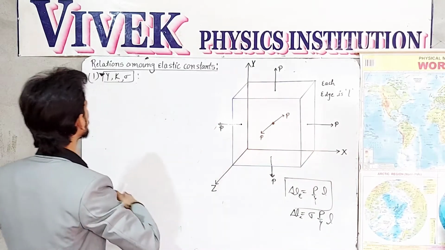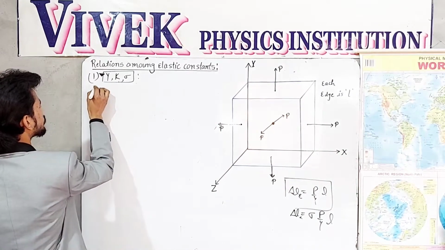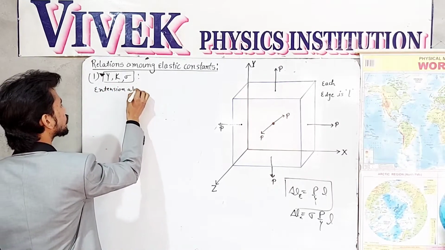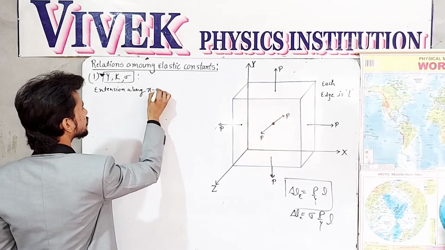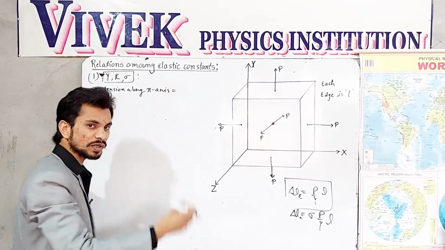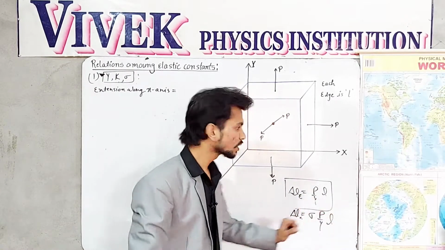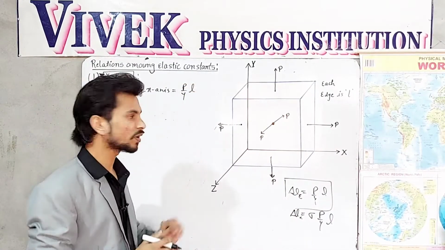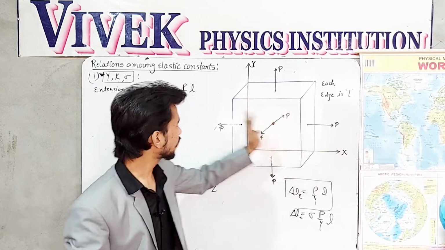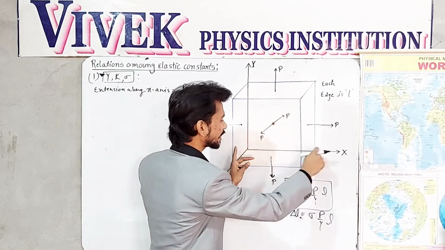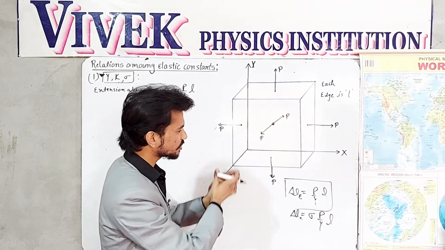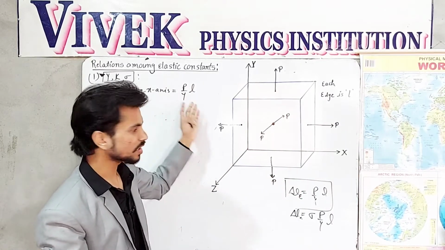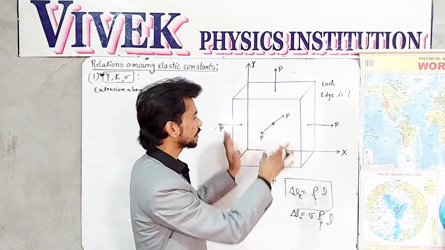In that particular condition the extension along the x-axis will be, according to this formula, P over Y times L. What is P? P is the normal stress. What is L? L is the edge length along the x-axis which is extending on account of P, and Y is the Young modulus of the material of this cube.